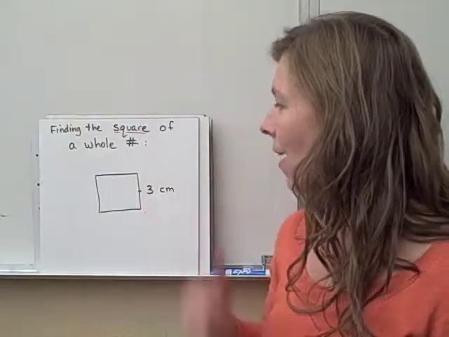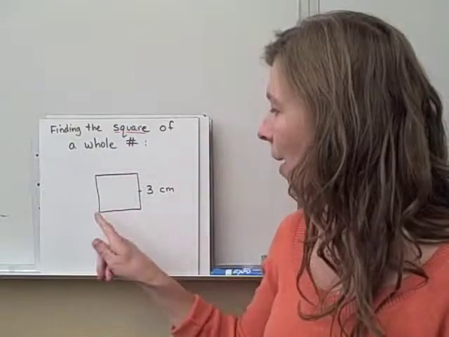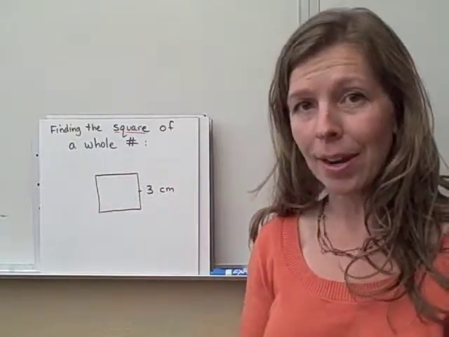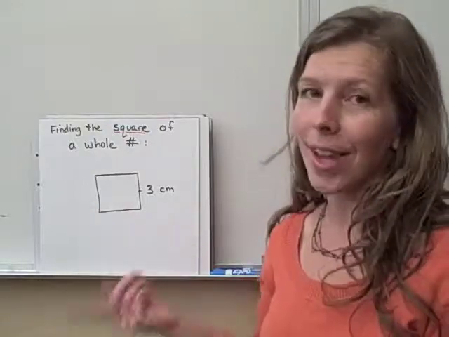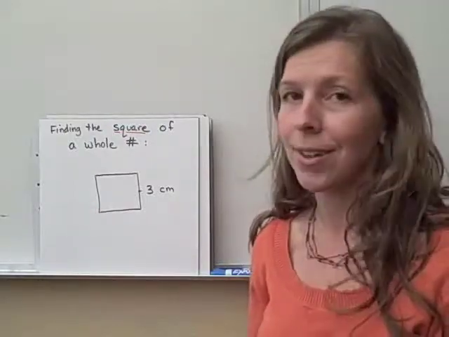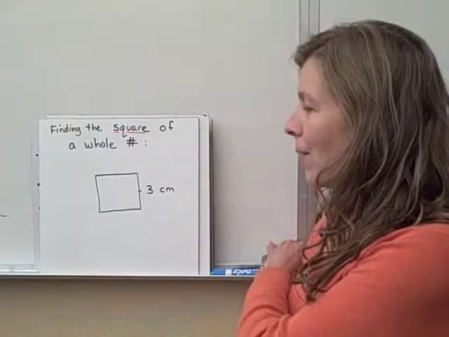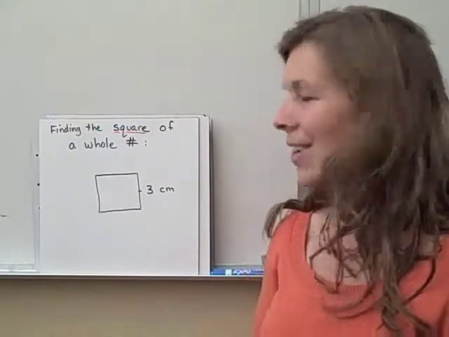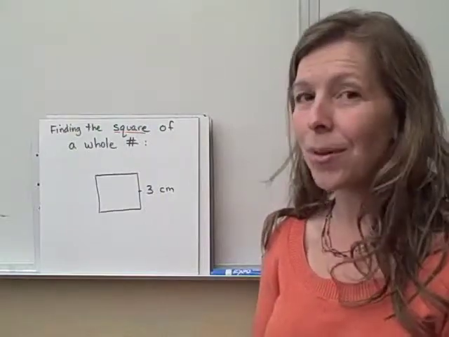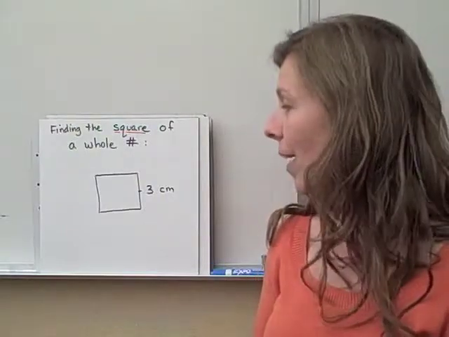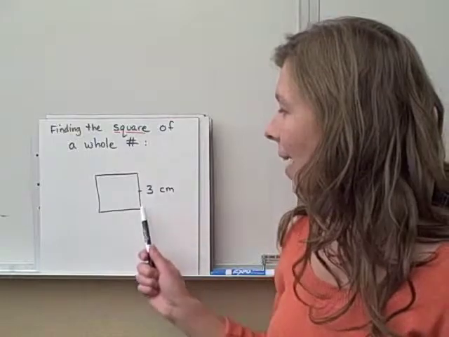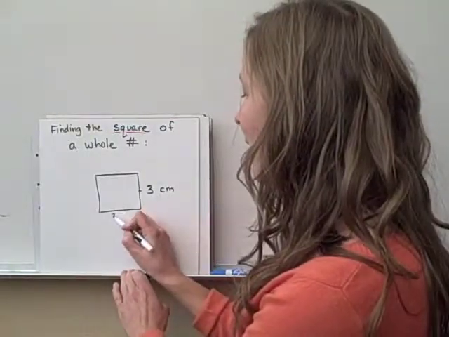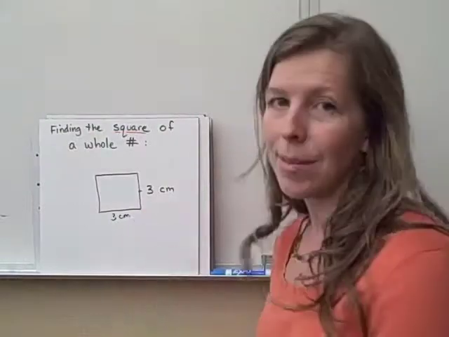So here we have a square, and one side of it is 3 centimeters long. If it's a square, we know that all the sides are equal, so all the sides are 3 centimeters long. But what we don't know is what the area is. But I know you know, because you're very smart, that the total area of the square is going to be the length times the width. And since we know it's a square, we can label this also 3 centimeters.